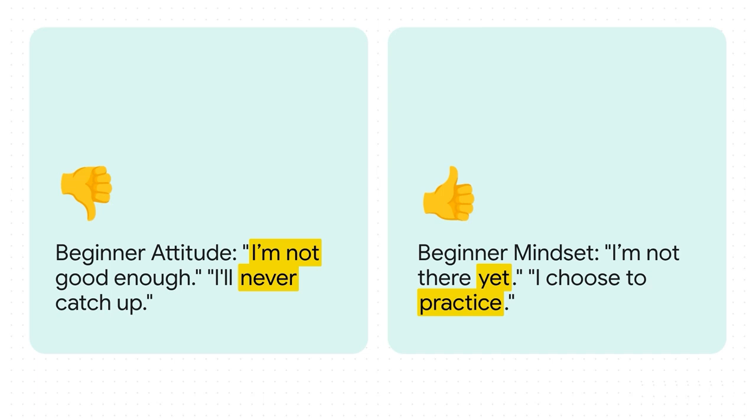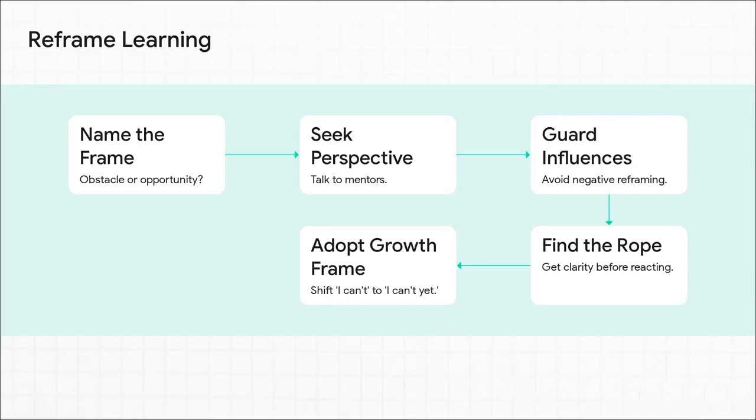And the magic ingredient that makes all the difference, it's just one tiny, powerful word. Yet. "I'm not there yet" reframes the entire situation from a permanent failure into just a temporary spot on a learning journey. And here's the best part. Reframing is a skill. It's something we can actually teach. This gives us a roadmap.